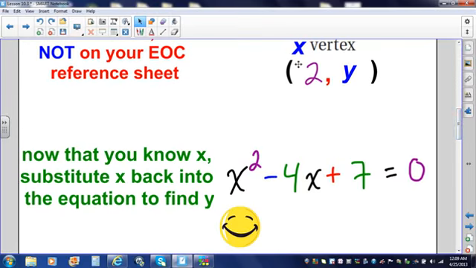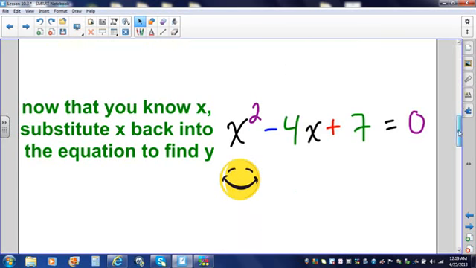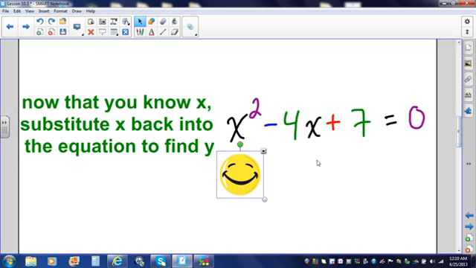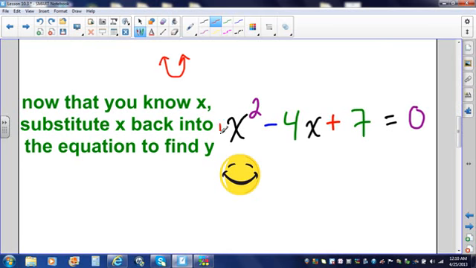You know that you can take 2 and substitute it back in for x. Substitute 2 back in for x. I'm smiling because I know that my parabola is going to open up. Yes, you're right, because this is positive, so my parabola is going to open up. Very good job.